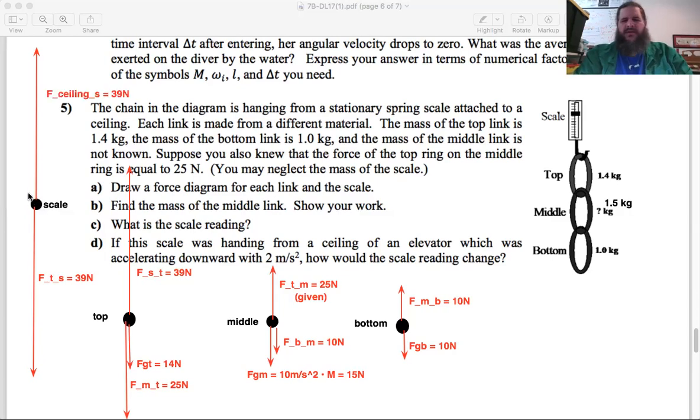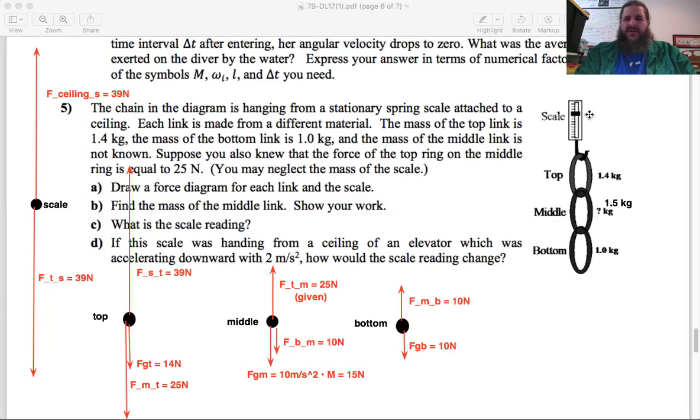We can ignore gravity here because it says neglect the mass of the scale. We're assuming the mass of the scale is so small compared to the others that it can be just ignored. So we can treat that as just the scale being pulled down by the top link and being pulled up by the ceiling, and those have to add up to 0. So 39 up and 39 down.